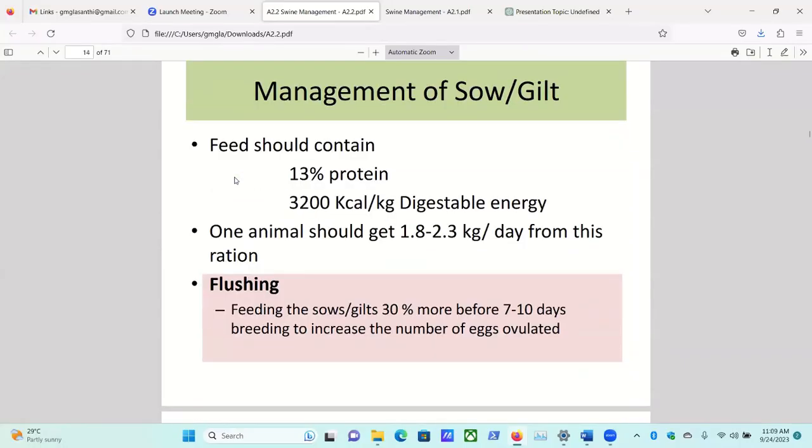So we have to provide a balanced diet. 30% protein should be there, and 3,200 kilocalories of digestible energy should be there. Normally, one animal should get 1.8 to 2.3 kilograms of ration, including this amount of protein and energy. So this is the ration we are providing for these animals.